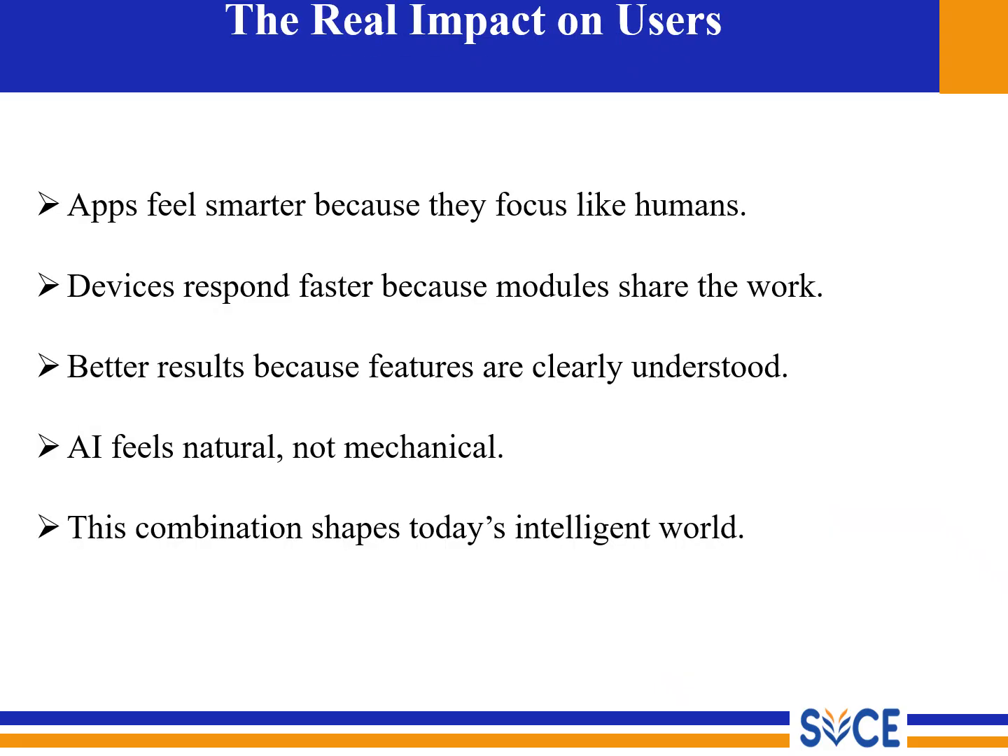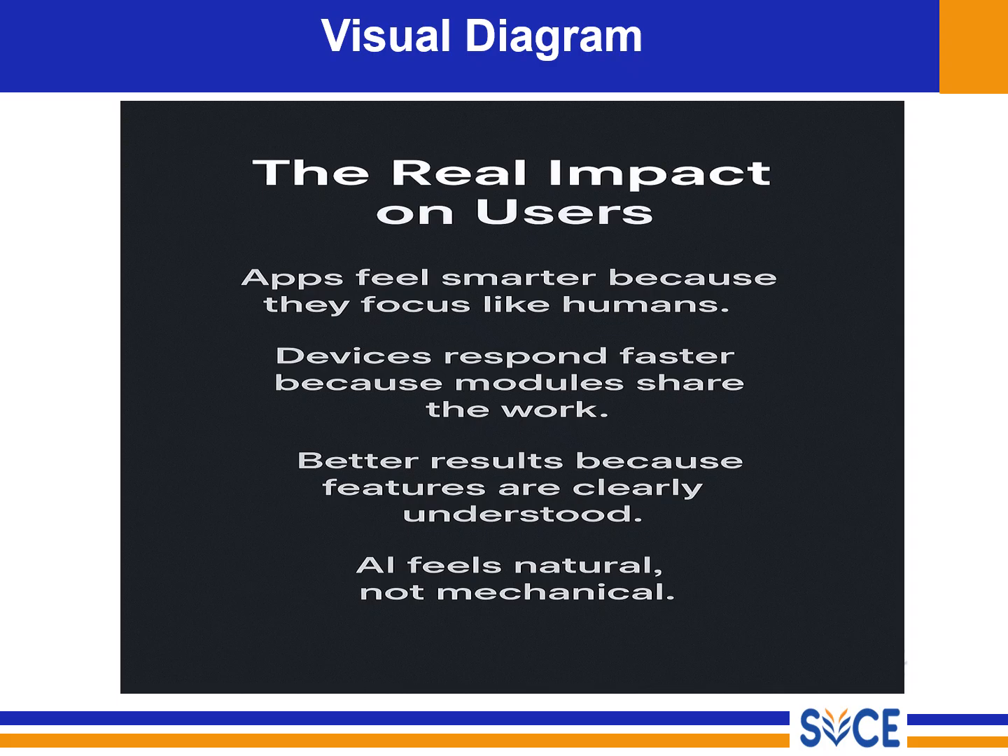This is the real-time impact on users. To conclude, modern AI systems feel intelligent because they mimic human-like focus and decision making. Attention helps in selecting the relevant information. Modularity ensures efficient processing and feature identification improves accuracy. Together these concepts form the backbone of intelligent systems. Explainable AI ensures that these processes are transparent and understandable. This builds trust and makes the AI more reliable.